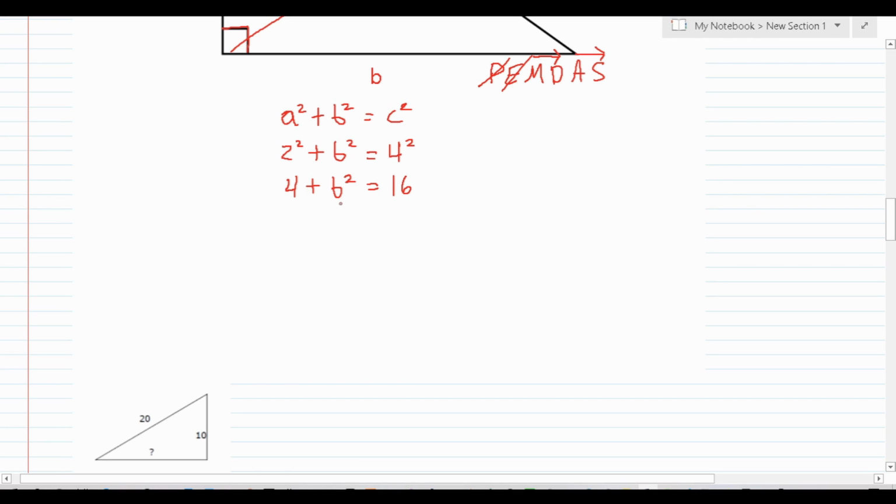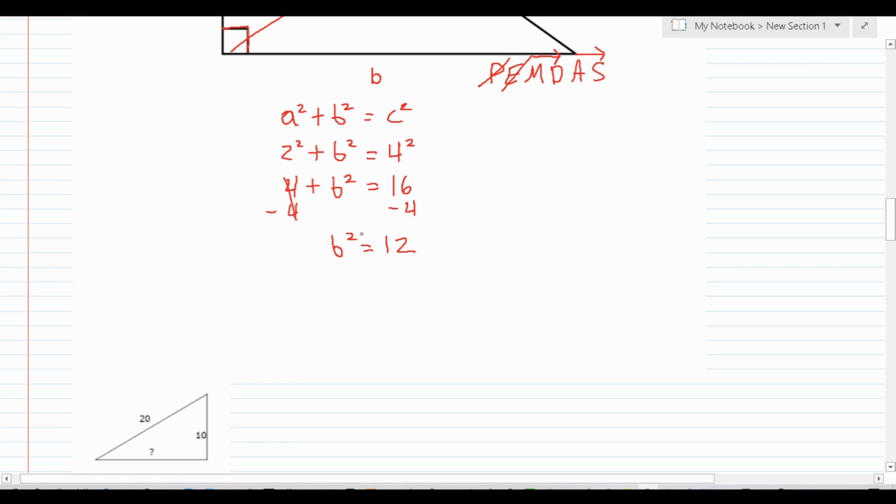Again, we want to get eventually b by itself, but to get b squared by itself, I'm going to subtract 4 from both sides as my next step. This is going to cross out, leaving me with b squared equals 16 minus 4, which is going to be 12. Okay, so we're close to solving for b at this point, as we can see.